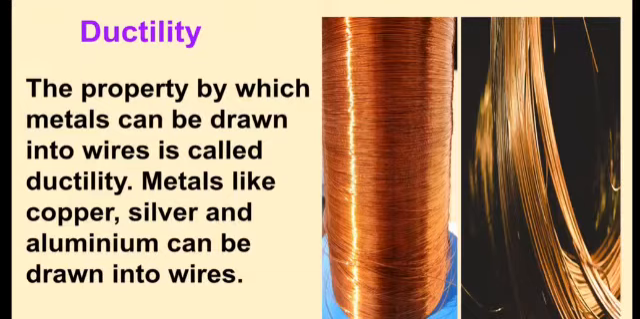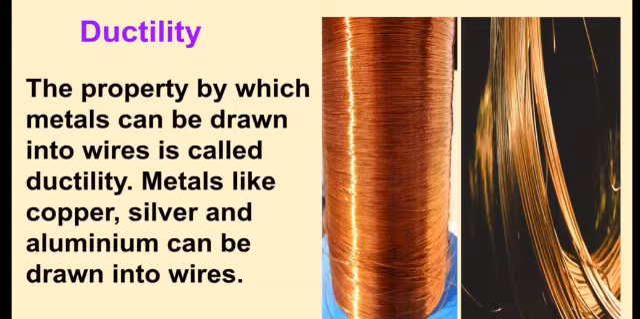The property by which metal can be drawn into wires is called ductility. Metals like copper, silver and aluminium can be drawn into wires. You might have seen different types of wires, like copper, aluminium, silver. They have different kinds of wires just because they have the ductile property. Due to the ductile property, it can be drawn into wires.